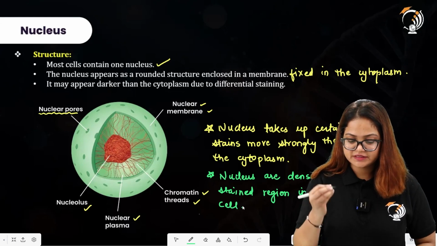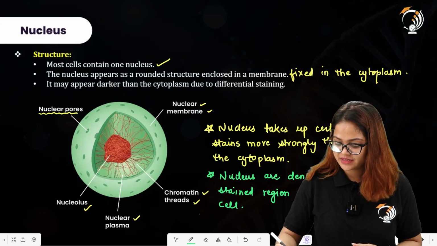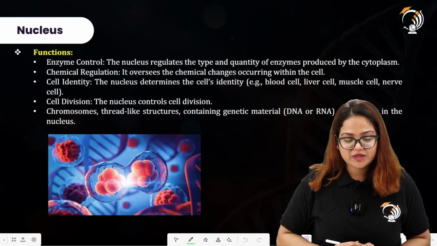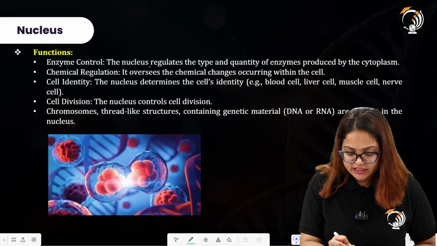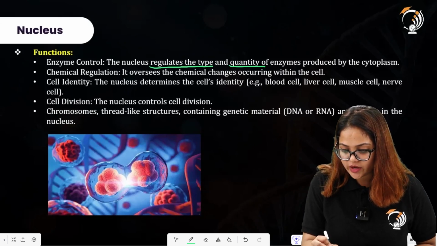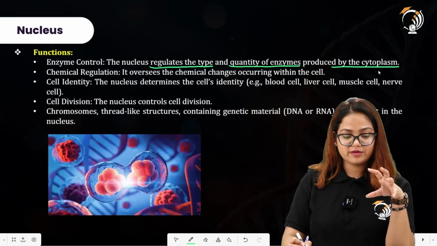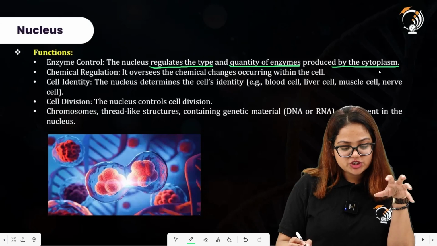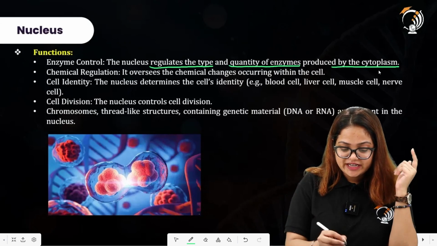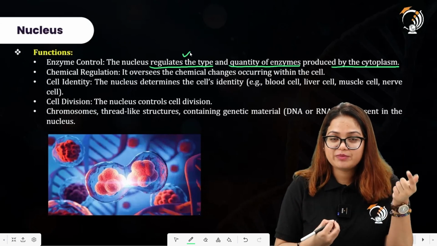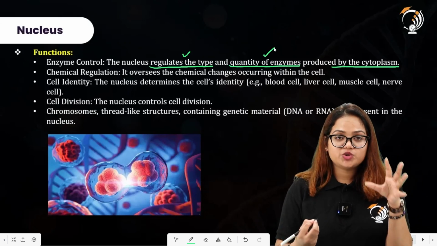It may appear darker than the cytoplasm due to differential staining, and I have already explained how this happens. Then the functions of the nucleus: it controls the enzymatic activity. The nucleus regulates the type and quantity of enzymes produced by the cytoplasm. So it is the main structure responsible for controlling the enzymatic action in the cytoplasm. It regulates the type of reaction, and the quantity of enzymes that will be produced is controlled by the nucleus.